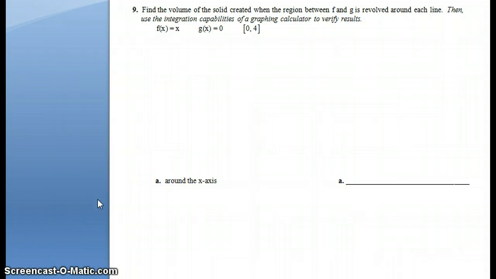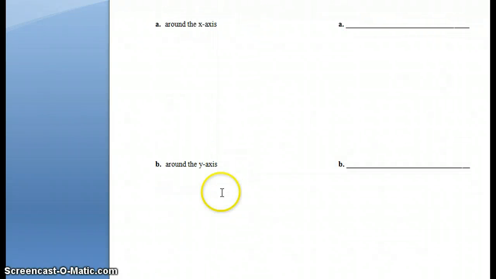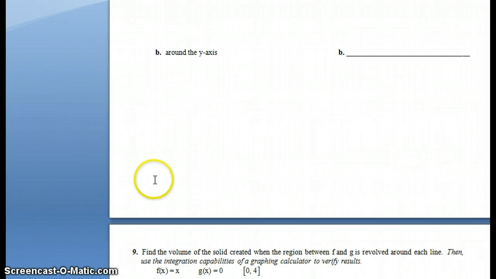This mixes it up a bit. Part A asks to revolve around the x-axis. Realizing that the x-axis is horizontal, that is a direct implication for us that we're going to use either disk or washer depending on whether or not there's a gap. Part B is asking us to revolve around the y-axis, which immediately, because the y-axis is vertical, tells us we have to use the shell method.